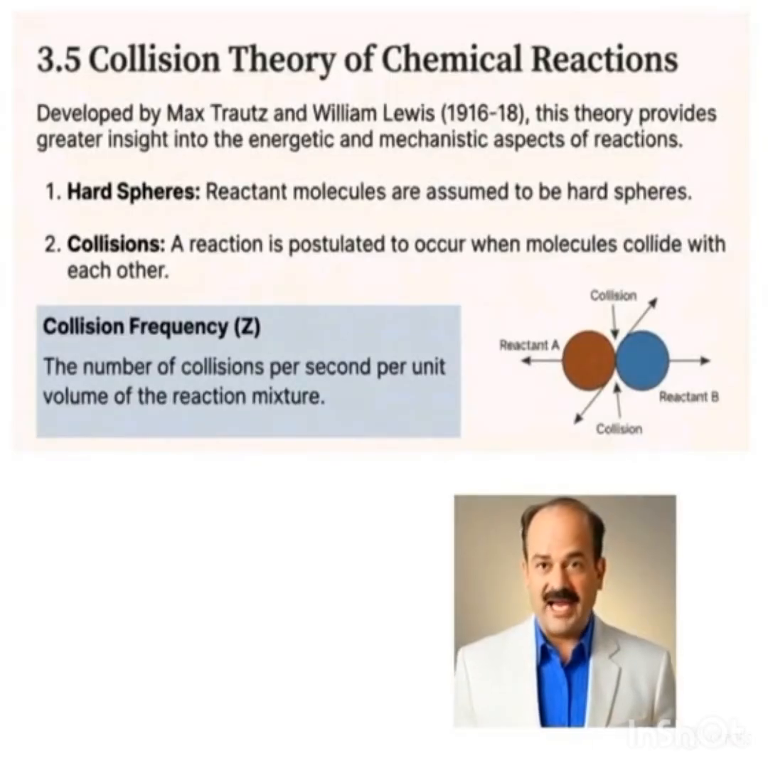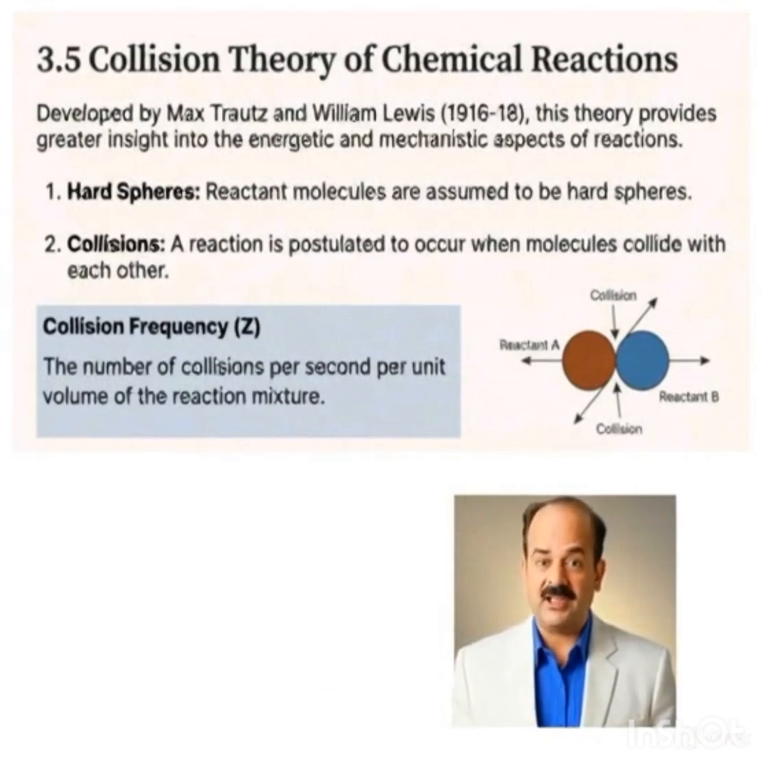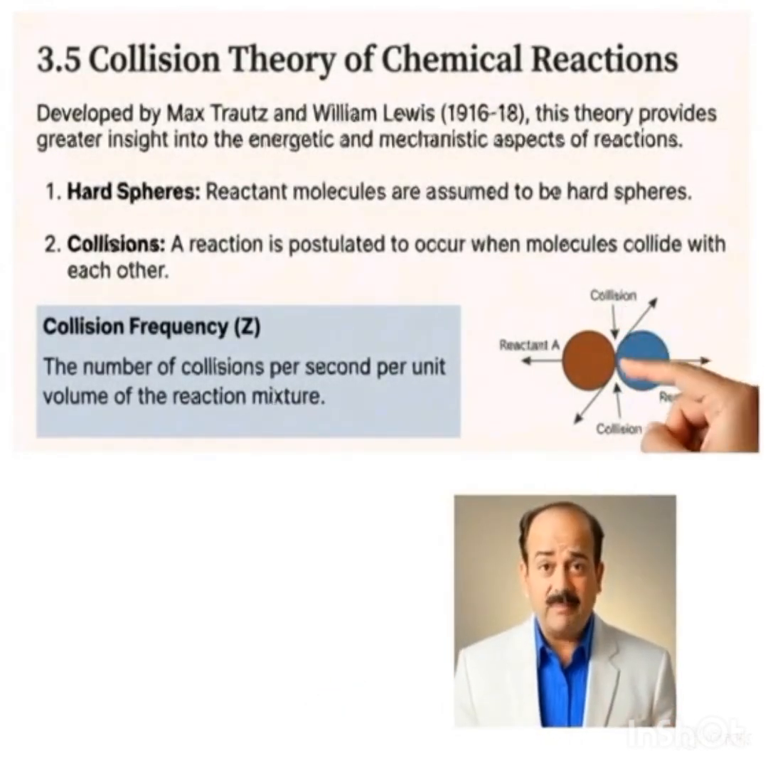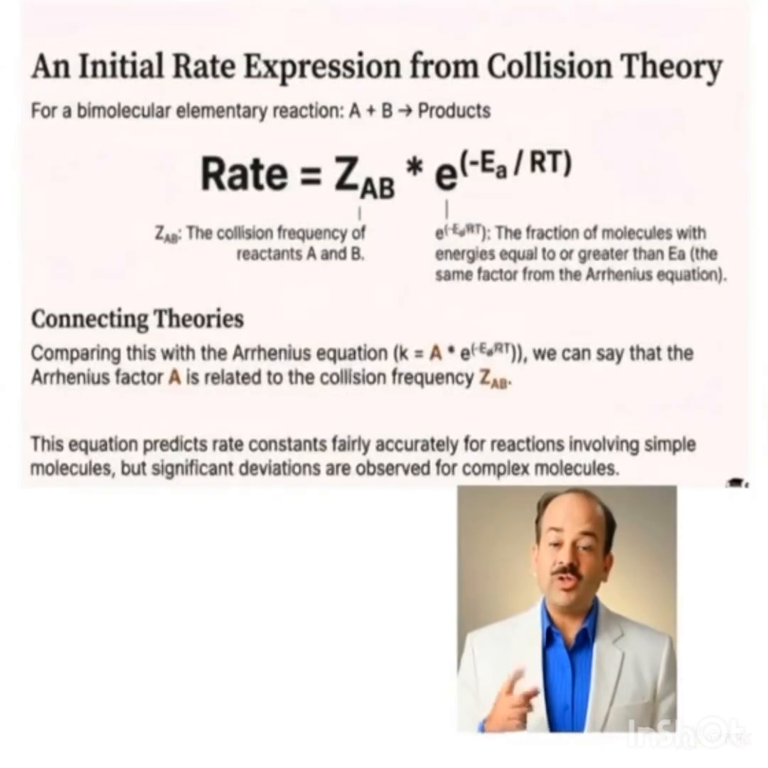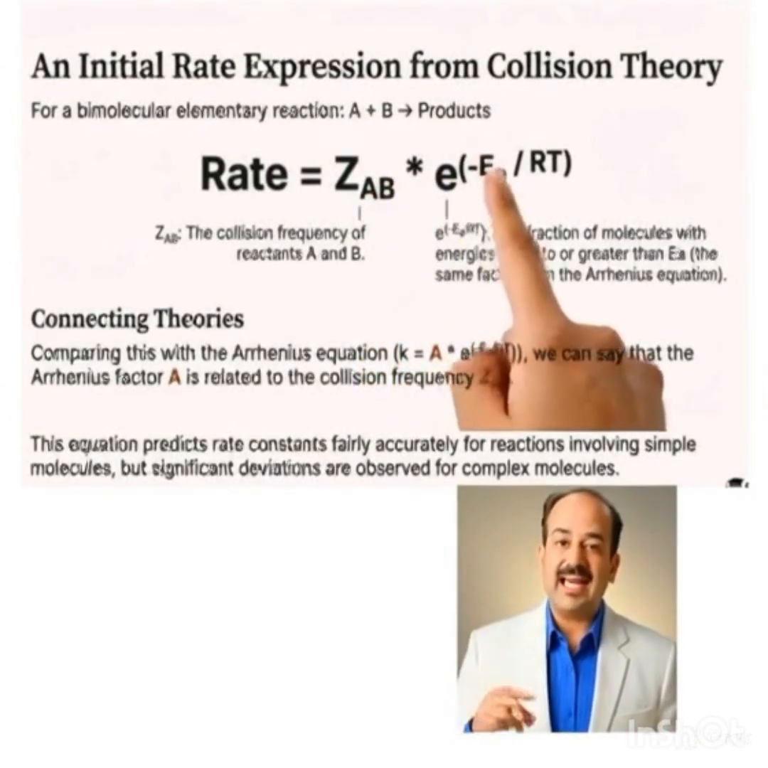Collision theory of chemical reactions, developed by Max Trautz and William Lewis, explains reactions through molecular collisions. Collision theory explains that for a reaction to occur, molecules must collide. Let us look at the initial rate expression from collision theory. The rate is the collision frequency, ZAB, times the exponential factor.